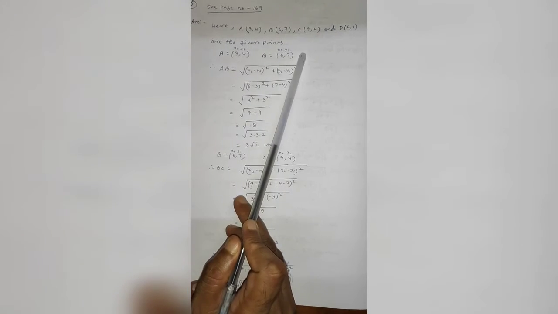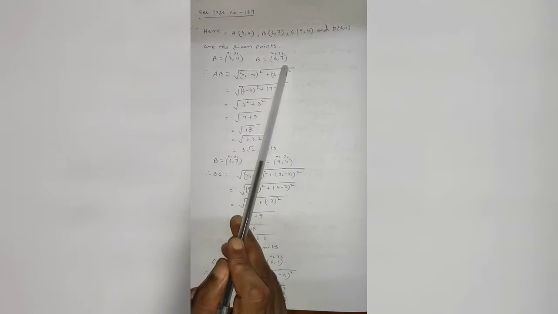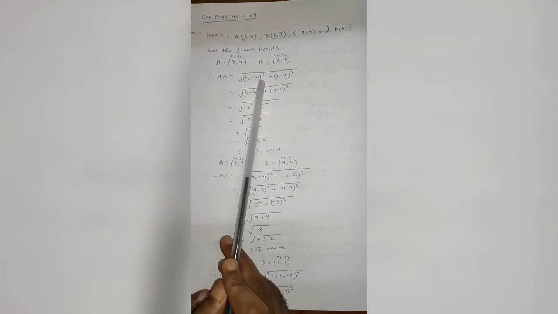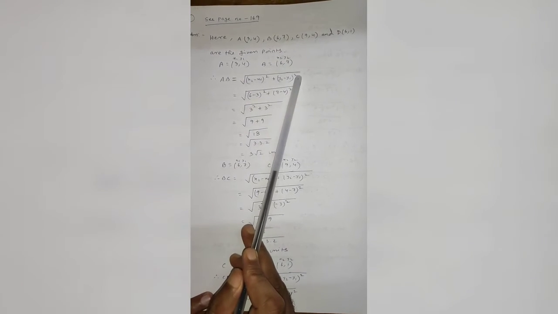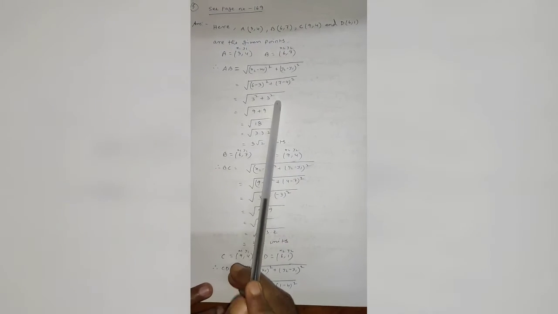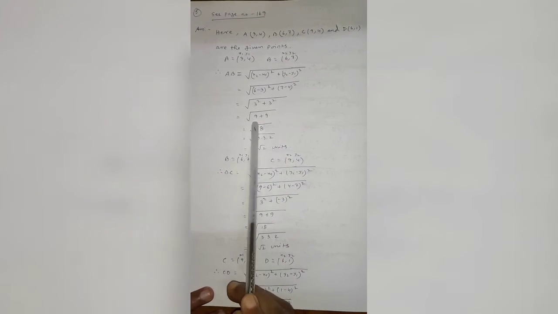as the given points. Then first find AB distance. Take point A and point B, calculate AB. Same way, square root of (x2 minus x1) whole square plus (y2 minus y1) whole square. Square root of (6 minus 3) whole square plus (7 minus 4) whole square. Root of 3 square plus 3 square, that is root 9 plus 9. Root 18, that is 3 root 2 units. Same way, B point and C point, calculate BC. C point, D point, calculate CD. A point, D point, calculate AD distance.